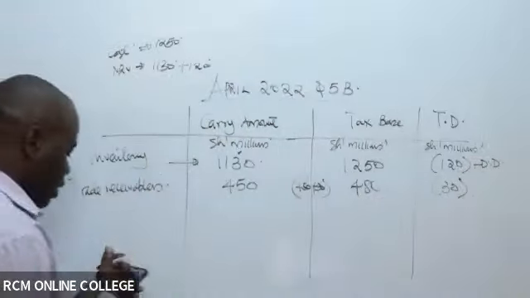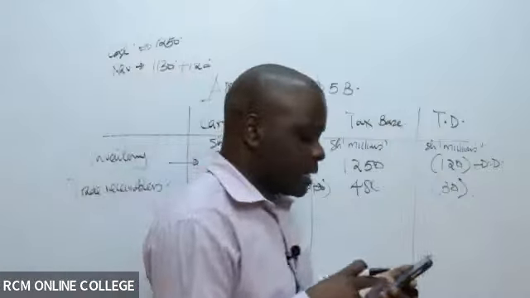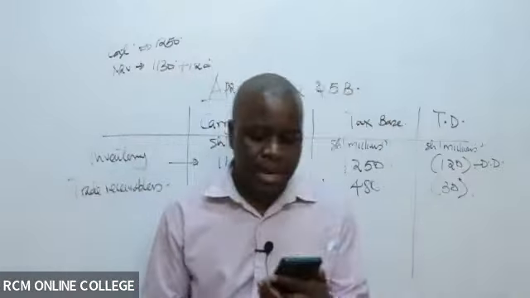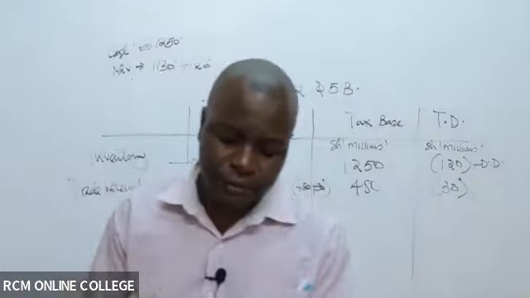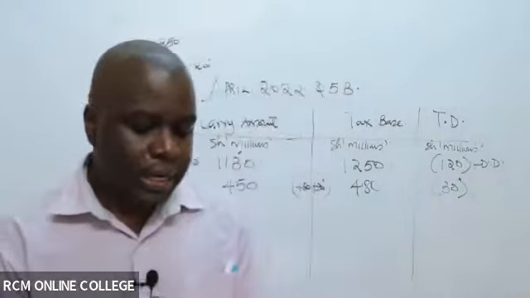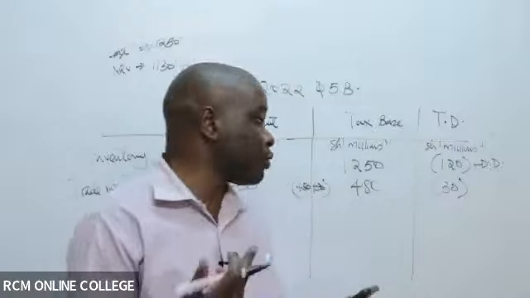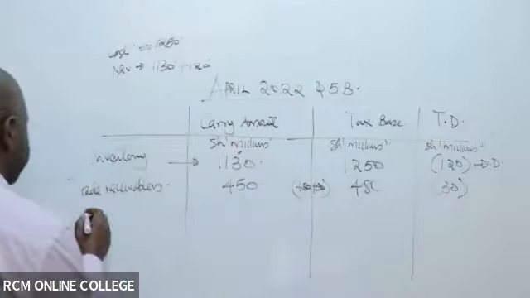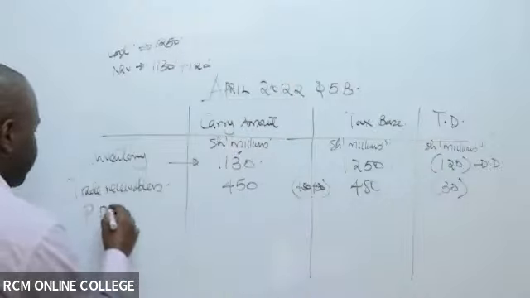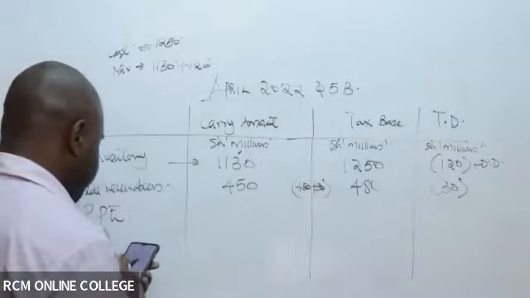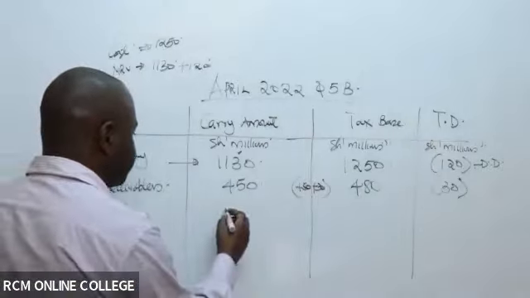Then number three, what happened? Property, plant, and equipment has a carrying amount of 50 million and a tax base of 2750. Of course, that's what you've already been told. So property, plant, and equipment has a carrying amount of how much? 50.